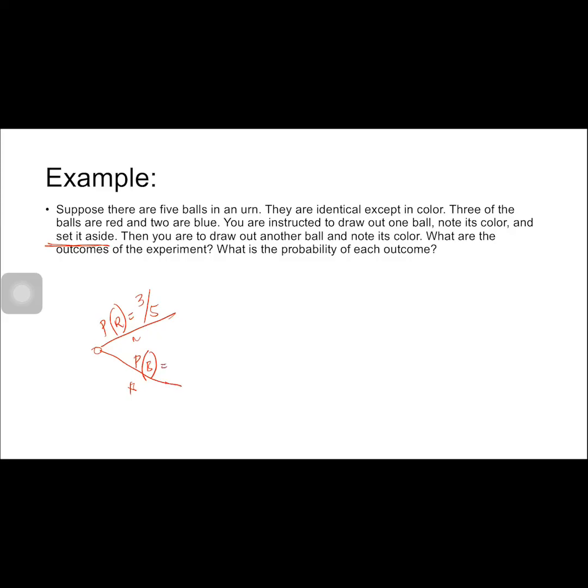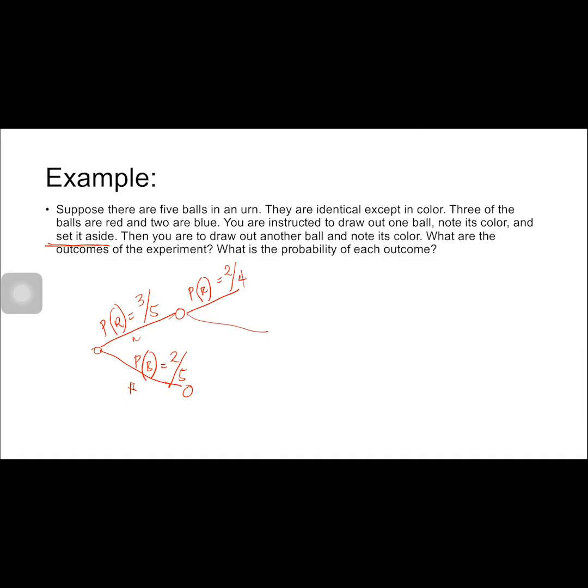So, there are 2 blue balls out of 5 balls, so that would be 2 out of 5. Okay. So, we are again instructed to draw out another ball and note its color. So, let us say, what is the probability of getting red again on the second draw? So, this will be, assuming that the first ball is red, 2 out of 4.